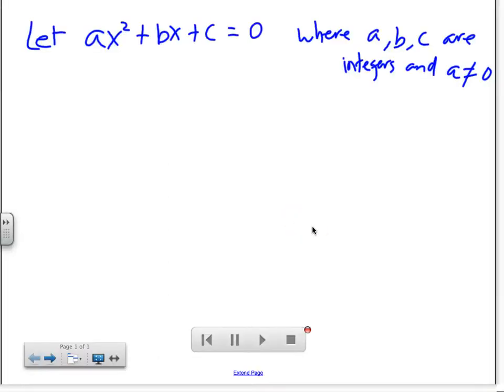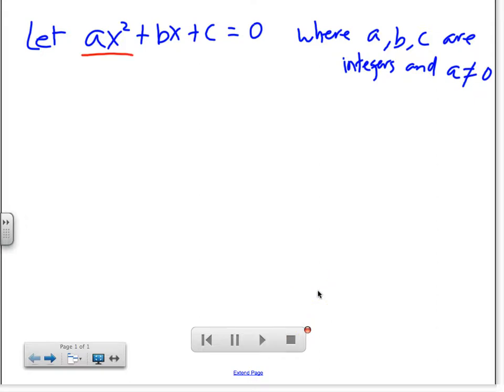I'm going to show you how to derive the quadratic formula from the general quadratic equation, the standard form. So we start with ax squared plus bx plus c equals 0, and we are assuming that a, b, c are integers, and a, of course, cannot be 0. Because if a is 0, the x squared term will be gone, and you don't have a quadratic function anymore. Instead, you have just a linear function.